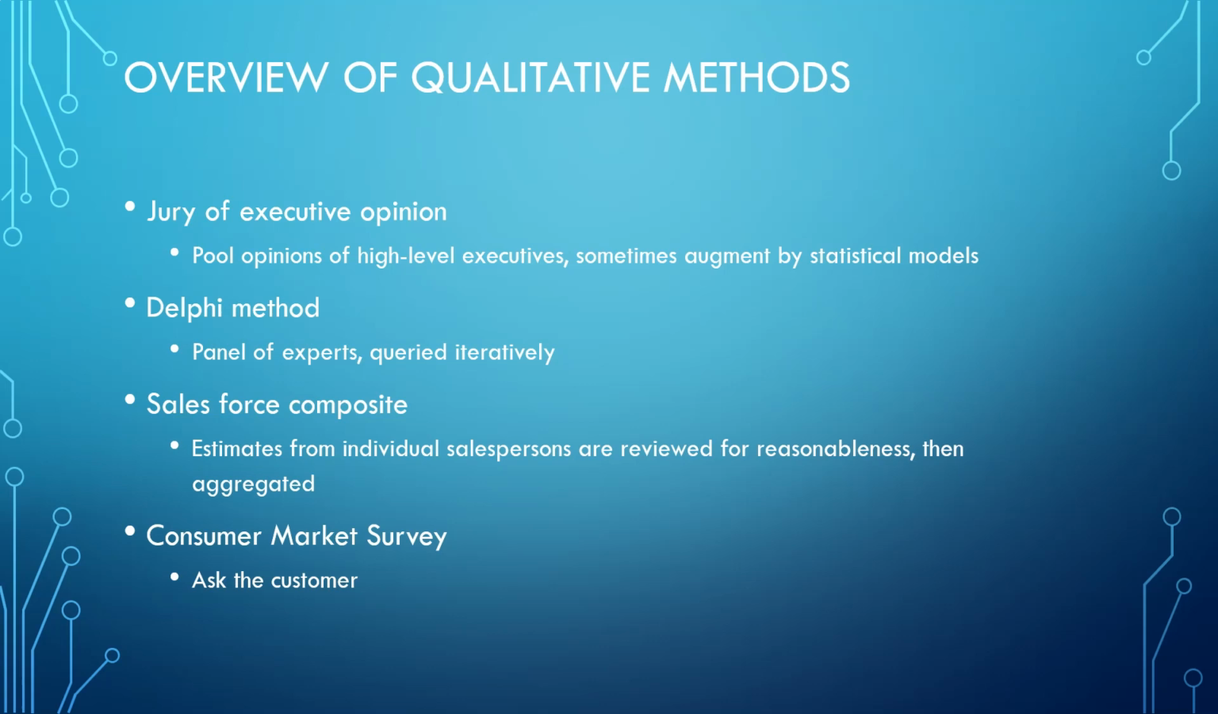The second one is the Delphi method, which uses a panel of experts and documents the most common opinion, taking basically the average of these opinions. The third one is Salesforce composite, and those are estimates from individual salespersons that are reviewed and then aggregated.